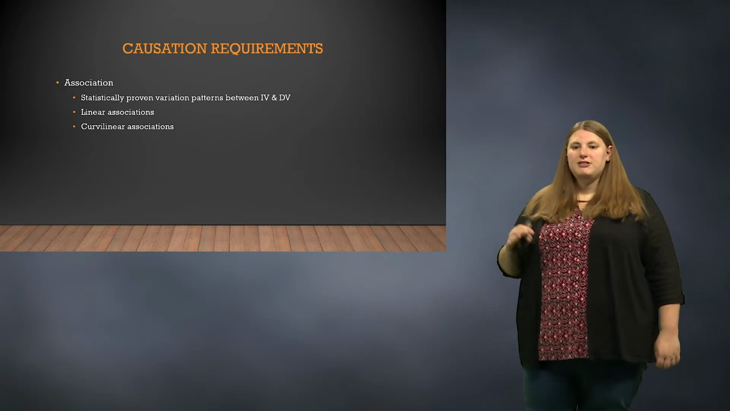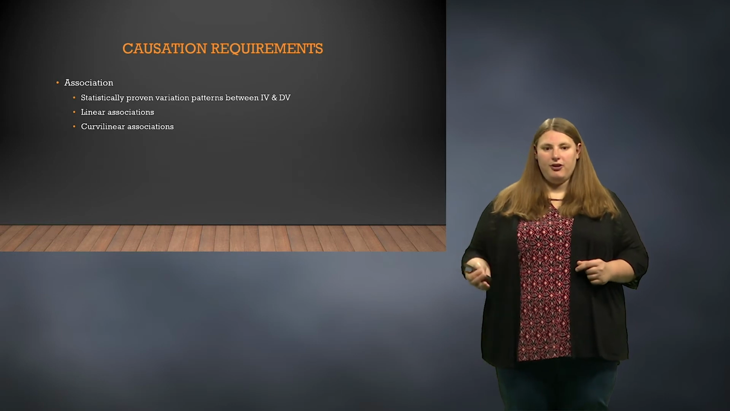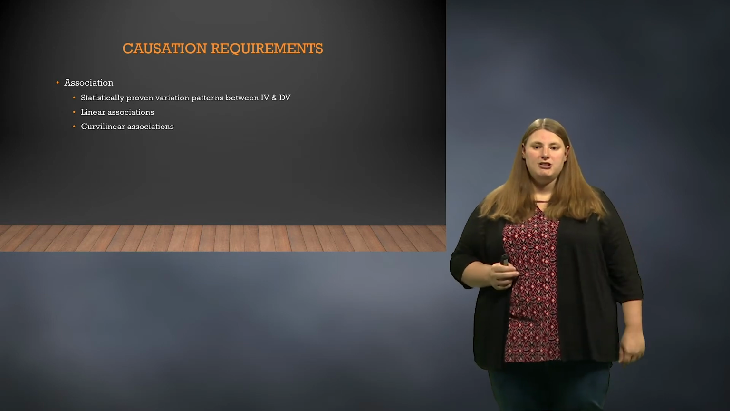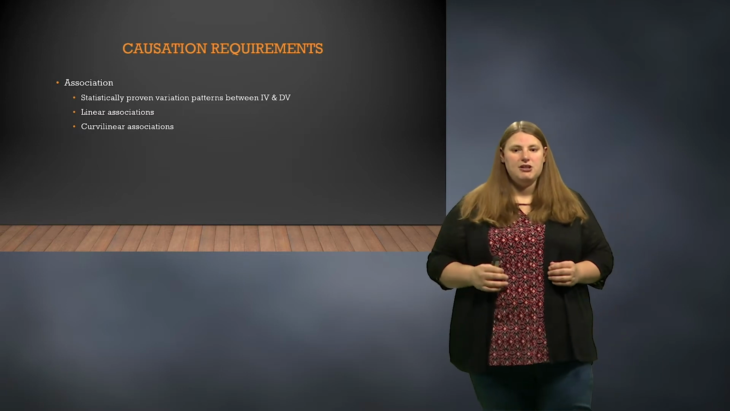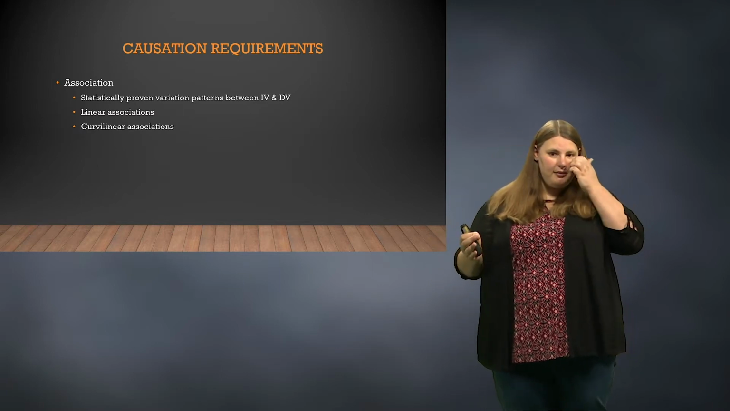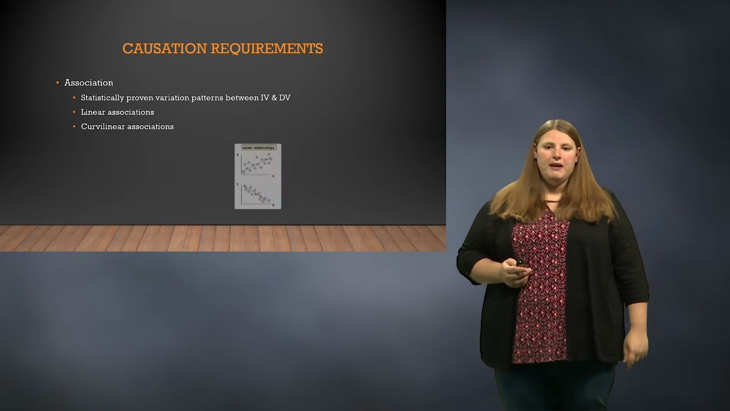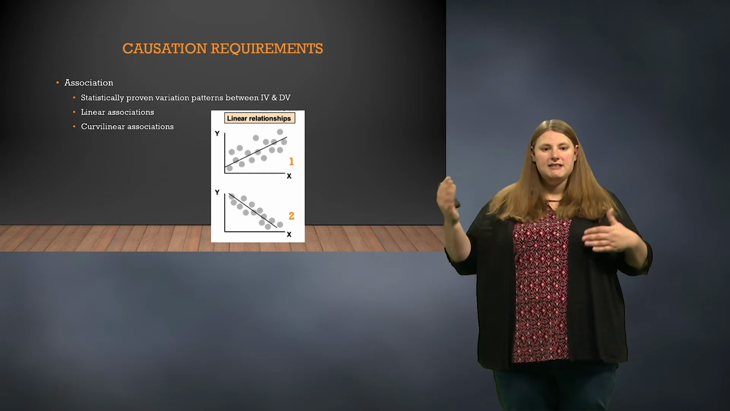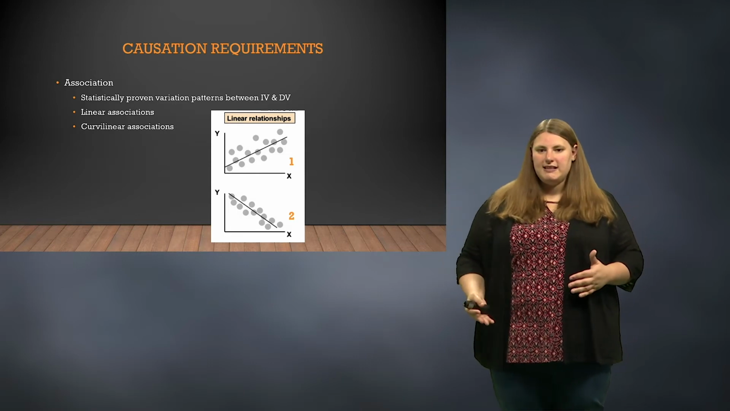Okay, so now that you understand the requirements for temporal ordering, let's talk about the second requirement for causation, association. Association means there is a statistical association between the independent and the dependent variable. This can be linear or curvilinear associations. In linear associations, as the cause increases, so does the effect. As the cause decreases, so does the effect.